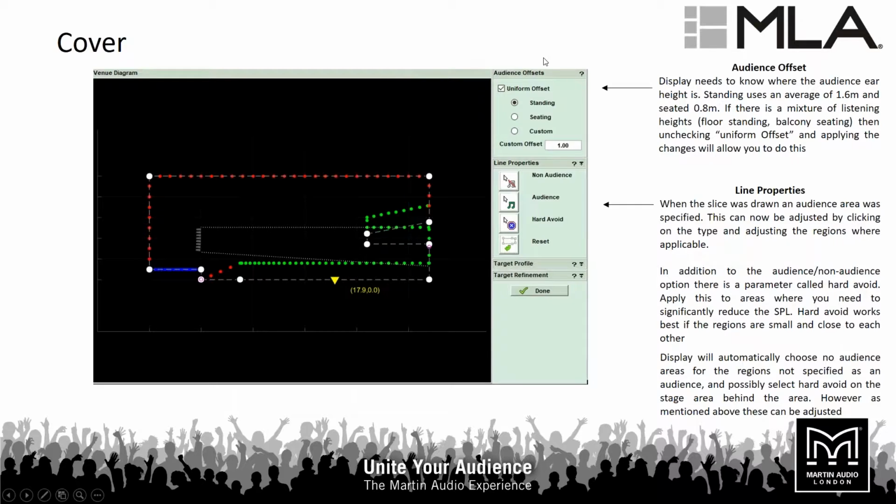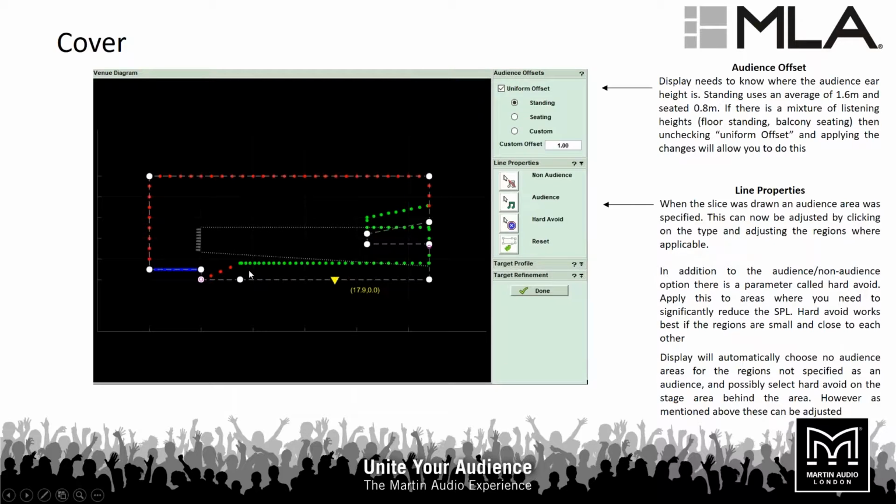So when we're looking at the audience offsets, display needs to know where the audience ear height is. Standing uses an average of 1.6 and seated 0.8 meters. If there's a mixture of listening heights, floor standing, balcony seating, etc., then you can uncheck the uniform offset button, which is just here, and this will allow you to place multiple different heights. In fact, even all three if you wanted to.